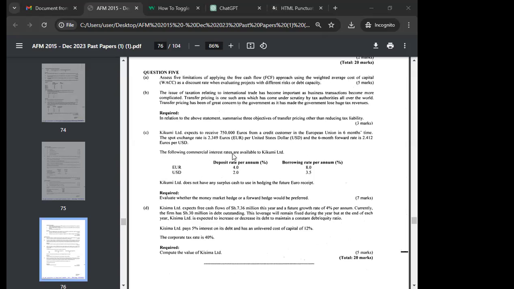The following commercial interest rates are also given. So we have this commercial rate. Kikumi does not have any surplus cash to use in hedging the future euro receipts. Evaluate whether the money market or forward would be appropriate. Which one do you prefer? So this one is foreign receipt.